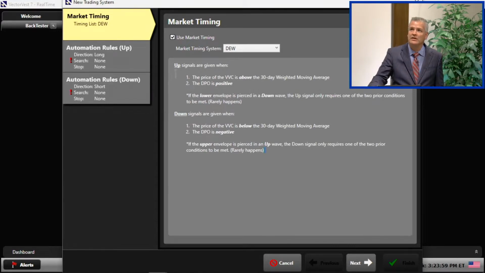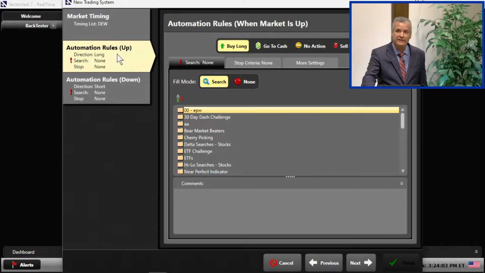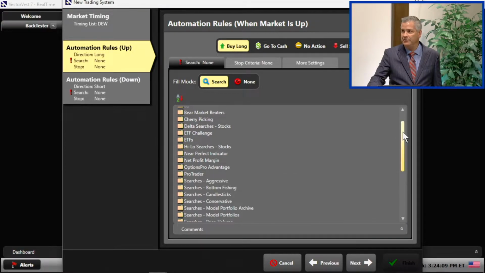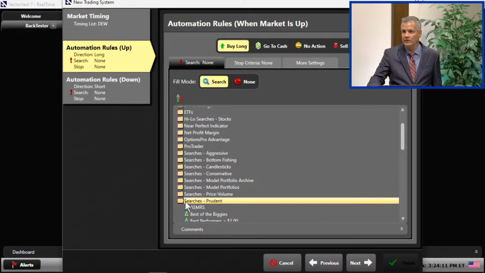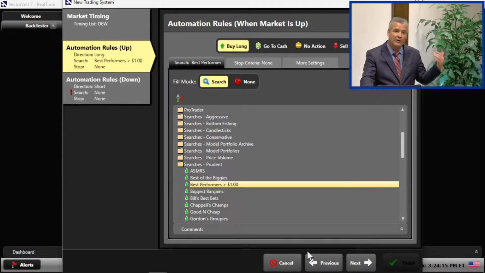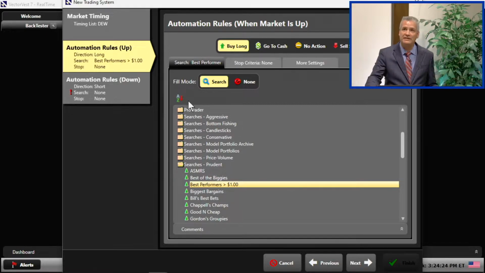Okay. I'm going to go to the next step, which is let's plug in the long search. So the long search was in the prudent folder, right? We just go down here to search as prudent, click in best performers greater than $1. They're well greater than $1 if we remember, so don't let that scare you. We don't need any stops yet. All the stuff on stop criteria and more settings comes next.